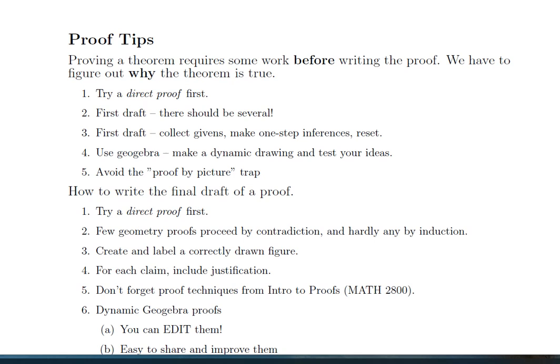And again, start with the givens, make your one-step inferences, and reset. That is really good advice on any proof. If you don't know where to go, just take the givens, make inferences that you can justify, and don't try to go to big ones. Just try to go, oh, I used 2 points of the 4-point geometry. That means there's 2 more. 2 other points. Oh, okay.